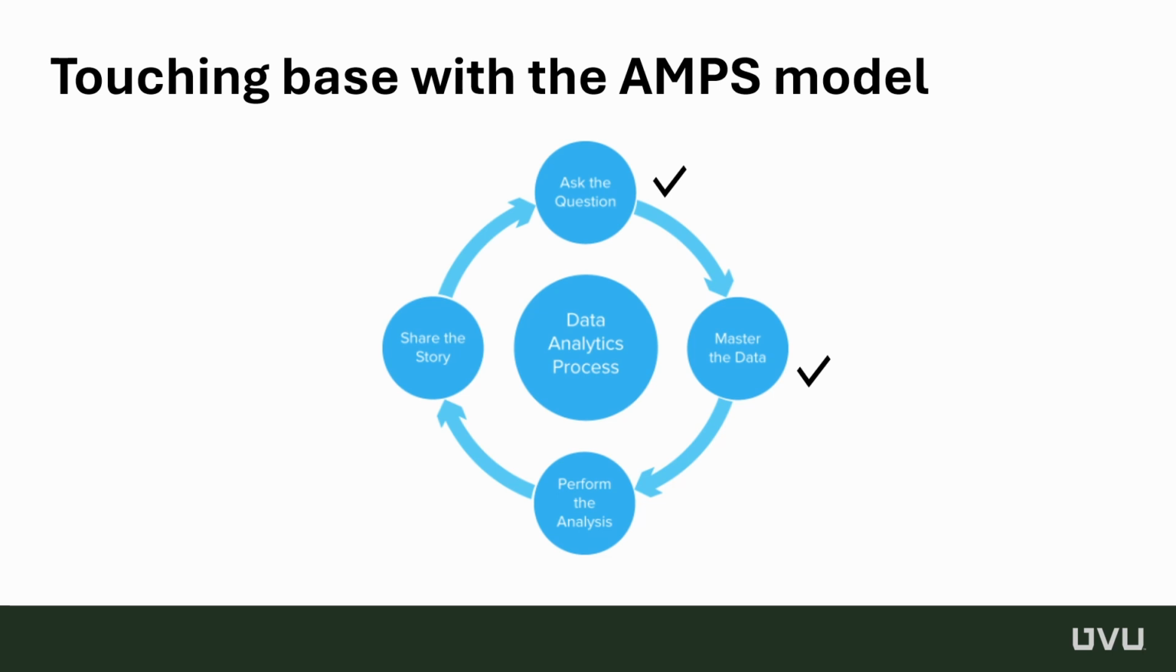But then we broadened our scope, and our tool of choice became Power Query, where we learned how to automate the ETL process. And we continued to master the data by learning data profiling, data filtering, structuring, and combining. We concluded the second unit by touching on the Perform the Analysis step. This involved a brief introduction of how accountants may apply statistical techniques in their work. But in this final unit, our focus will be entirely on data visualization, which forms part of both of these final two steps of the AMPS model.